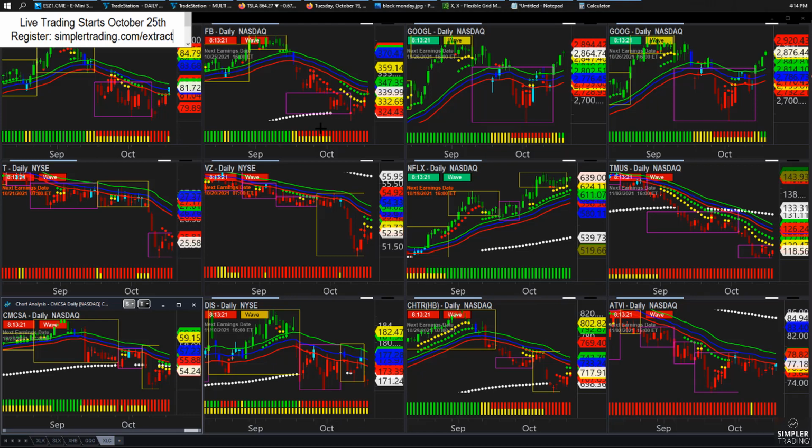So this is a really good breakdown of the index and the sector, and this was a request from the room. So hope that helps.